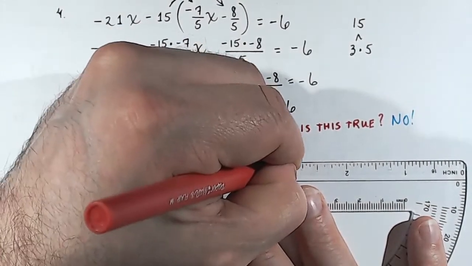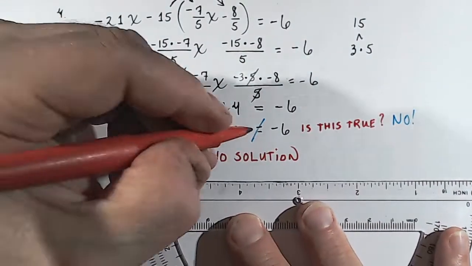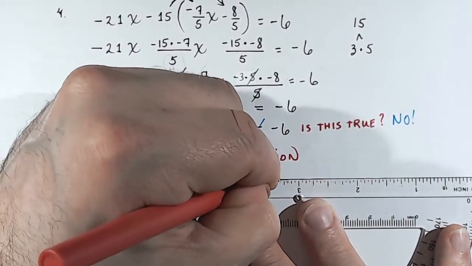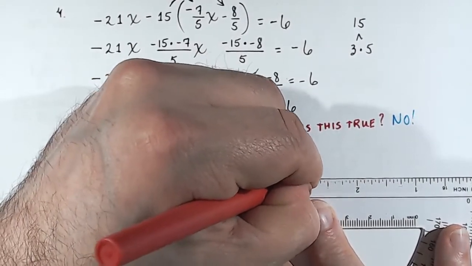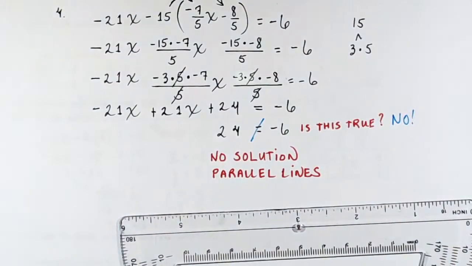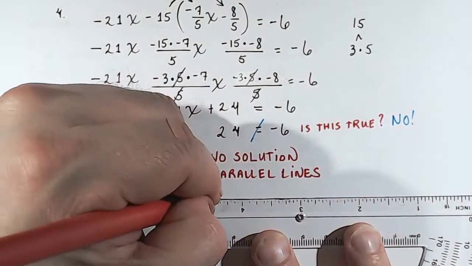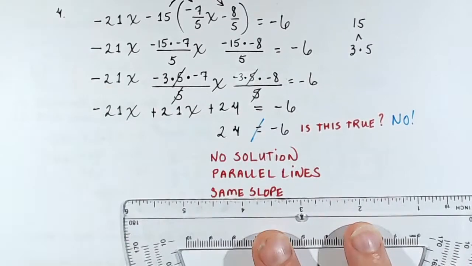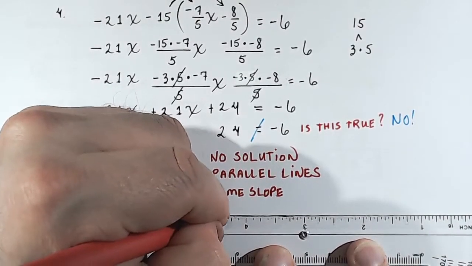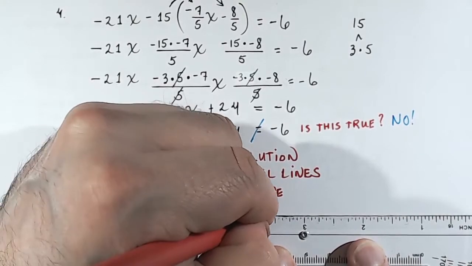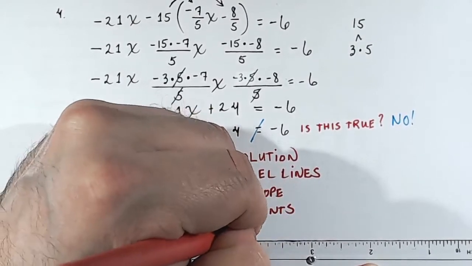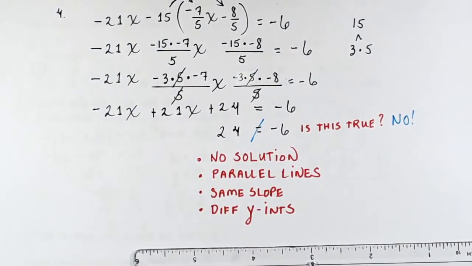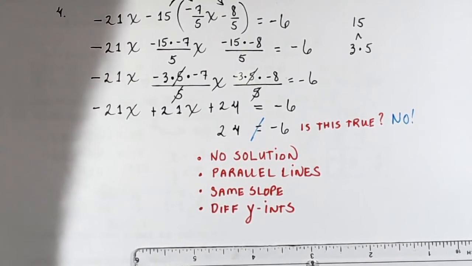And remember what no solution tells us. You can only have no solution when you have parallel lines. All right? And what do parallel lines tell you? Parallel lines tell you that you have the same slope and different y-intercepts. So these are all the things that we know based on that information. Let's go back and check and see if all that stuff is true.